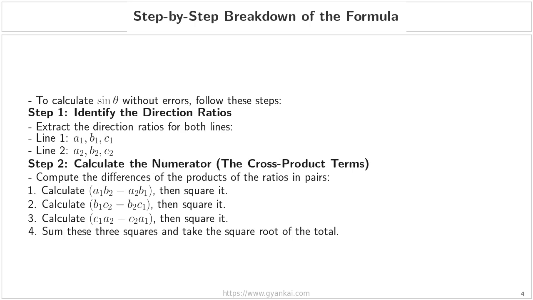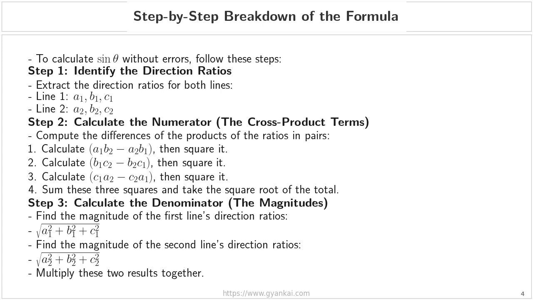Step 2. Next we tackle the numerator, which contains the cross-product terms. This is the most calculation-intensive part. You'll need to compute the differences of the products of the ratios in pairs. First, calculate a sub 1 times b sub 2 minus a sub 2 times b sub 1, and then square that result. Second, do the same for the next pair. Calculate b sub 1 times c sub 2 minus b sub 2 times c sub 1, and square it. Third, calculate c sub 1 times a sub 2 minus c sub 2 times a sub 1, and square that as well. Finally, sum these three squared values together and take the square root of the total sum.